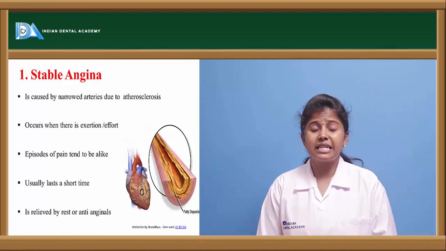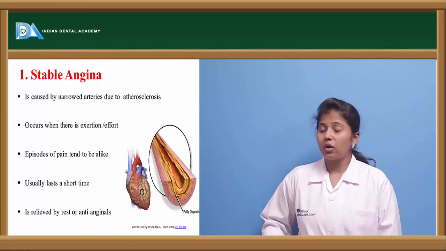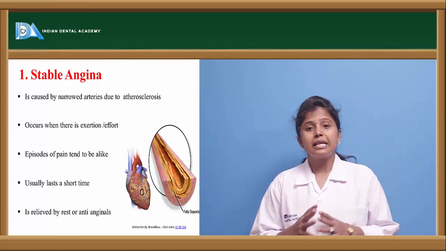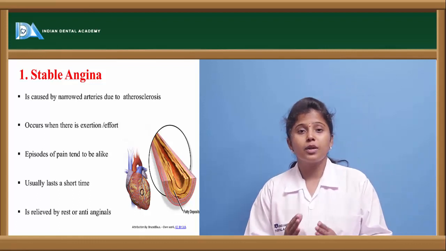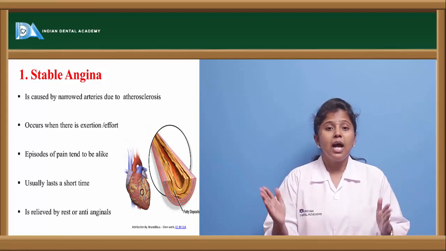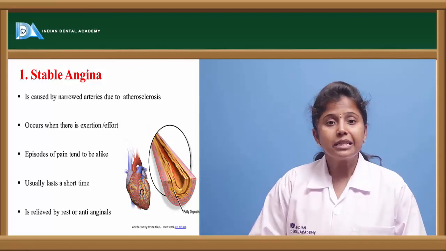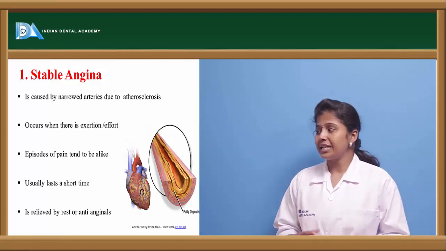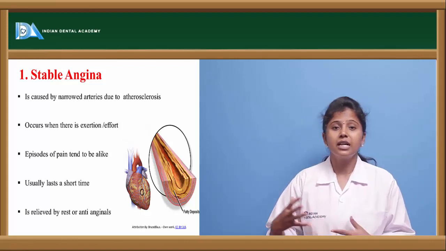Stable angina occurs because of blockade or narrowing of the arteries due to atherosclerosis. In the atherosclerosis condition there is deposition of cholesterol, lipids and triglycerides at the walls of the blood vessels. Because of this the blood vessel gets narrowed and thereby the blood supply will not be proper. This leads to stable angina, and it occurs when there is exertion or effort.